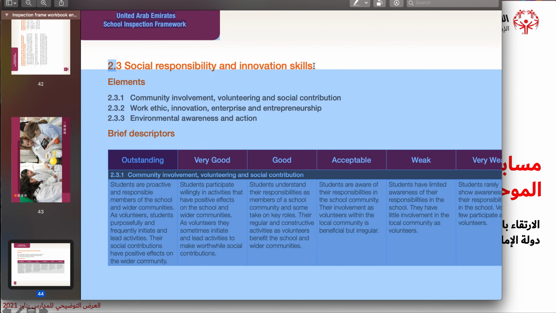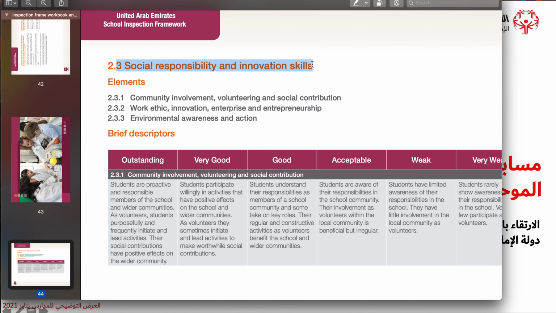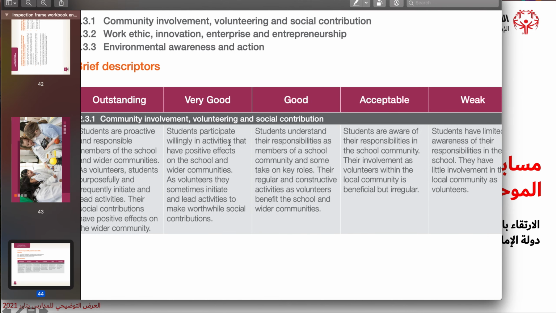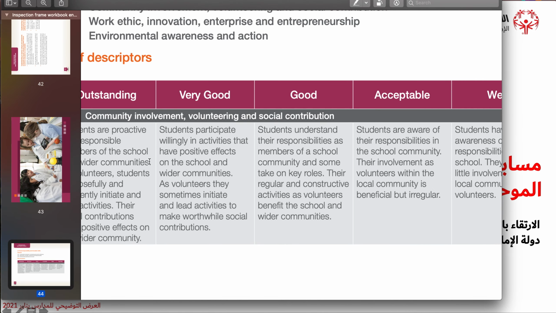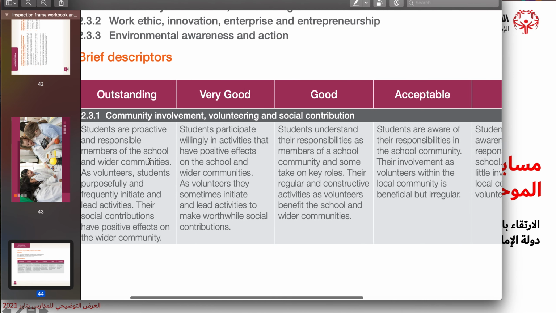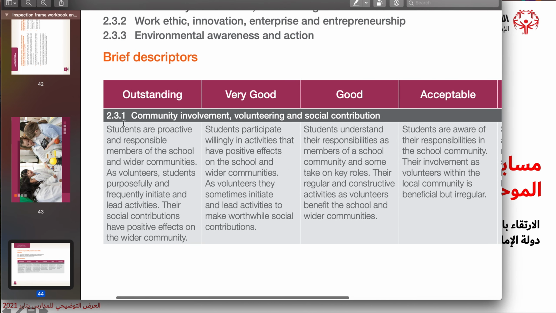This is the third pillar that we are discussing in standard number 2, and these are the elements: community involvement, volunteering, and social contribution; the work ethic, innovation, enterprise, and entrepreneurship; and the third one is environmental awareness and action. These are the brief descriptors, and as you can see, the levels are again outstanding, very good, good, acceptable, and weak. So let's read the outstanding.